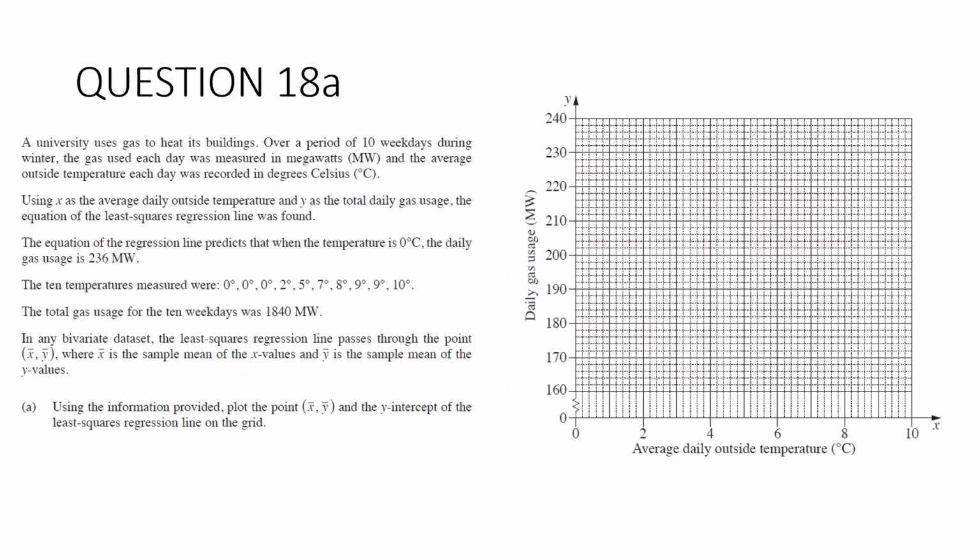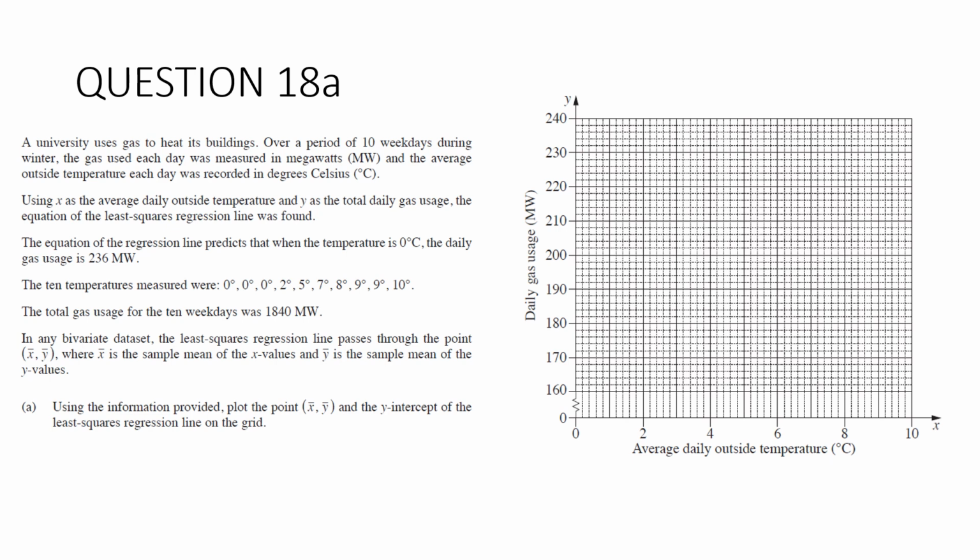Question 18, very wordy question. The university uses gas to heat its building over a period of 10 weekdays. During winter, the gas used each day is measured in megawatts. The average outside temperature each day is recorded in degrees Celsius. Using X as the average daily outside temperature and Y as the total daily gas usage, the equation of the least squares regression line was found.